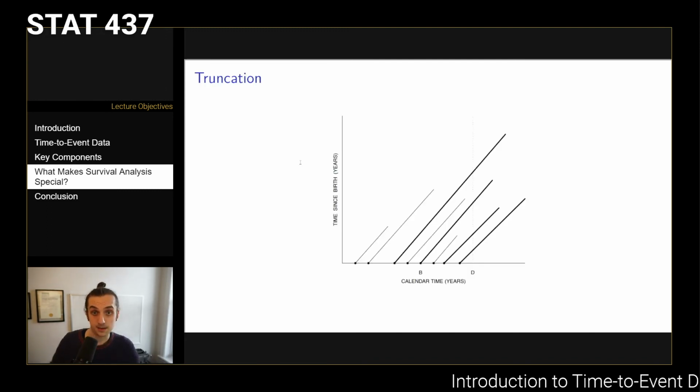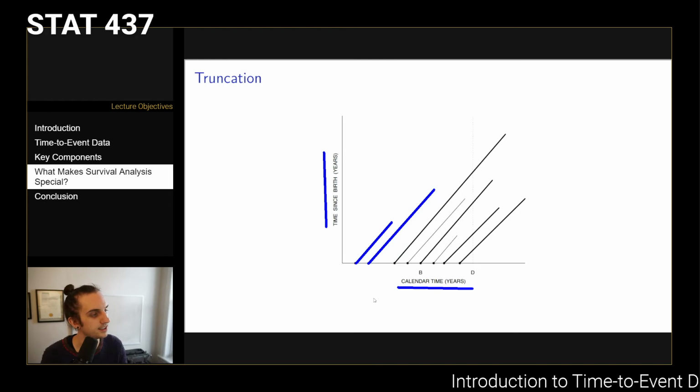The other piece that makes survival analysis difficult to do is truncation, okay? And so here we have this plot, and the idea is that along the x-axis, we have the calendar time in years, and along the y-axis, we have someone's time since birth, so their age. And so all of these lines are coming out at a 45-degree angle, right? And so they're increasing in 1 year for every calendar year that passes.